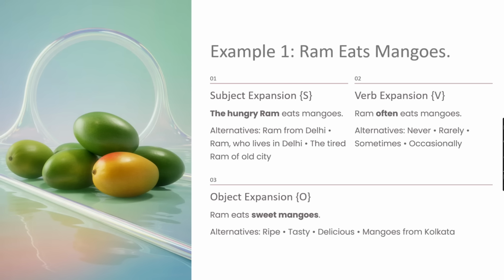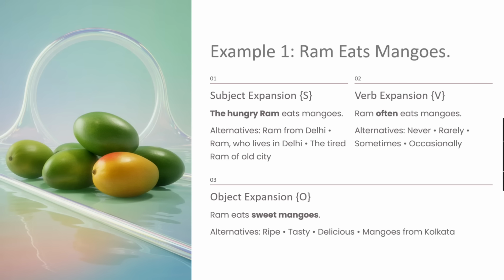You can also add Ram from Delhi eats mangoes, Ram who lives in Delhi eats mangoes, the tired Ram of the old city eats mangoes, the hungry Ram eats mango. Whatever word or phrase you add will expand your subject. Clearly a sentence has a subject, and if you expand the subject, your sentence will expand as well.